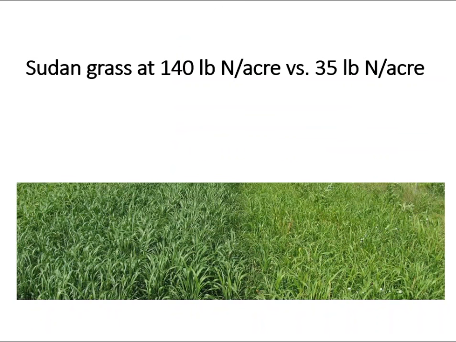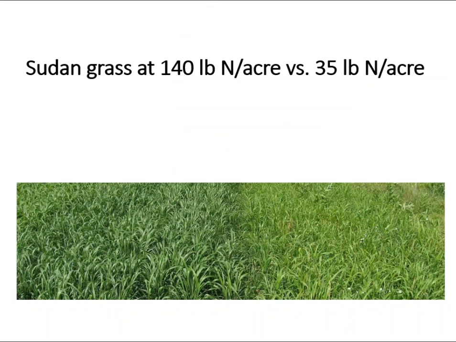I also have a picture here just to show you the difference you see with the fertility treatments. This is the first cut prior to harvest, obviously. On the left you see Sudan grass with 140 pounds of nitrogen per acre, and on the right you see the lowest rate at 35 pounds of nitrogen per acre. And it doesn't take much to see that the one on the left looks better.